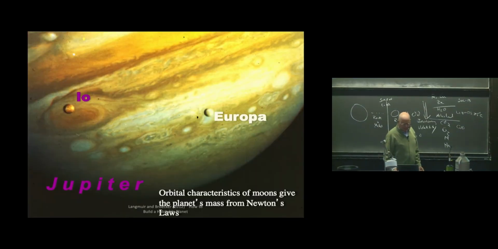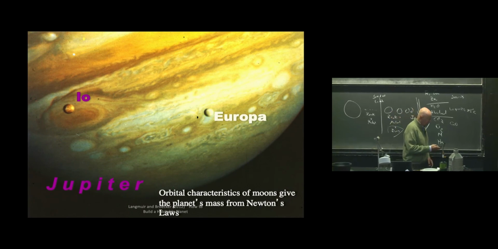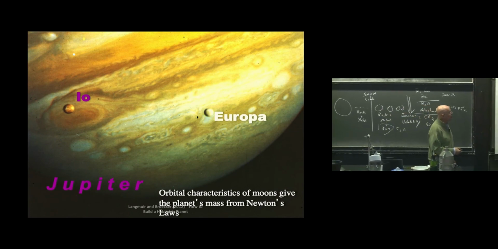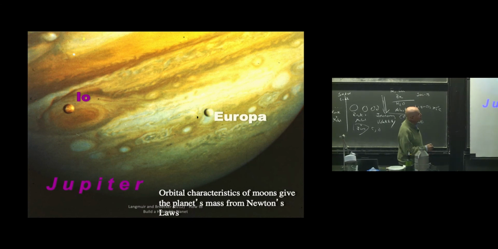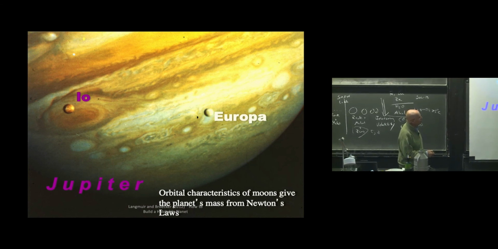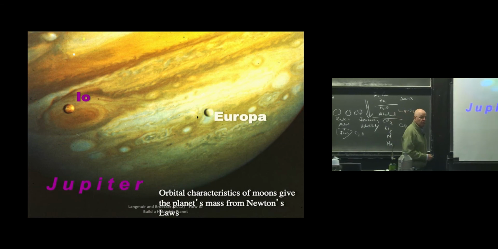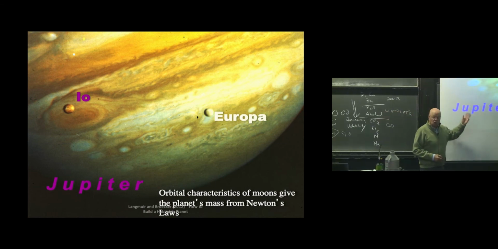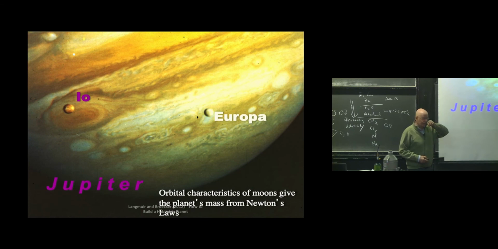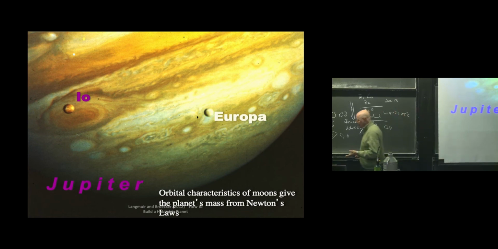Well, we can determine the densities of the planets by looking at the moons of the outer planets. So here's Jupiter, and here are 2 moons of Jupiter, Io and Europa. And by looking at how rapidly they rotate around Jupiter, you can determine what Jupiter's mass is, and you can measure Jupiter's size. And when you know the mass and you know the size, then you know the density, because the density is mass per unit volume.